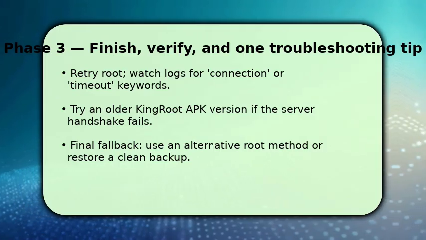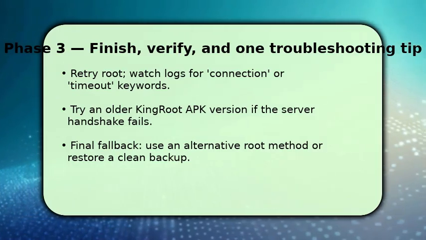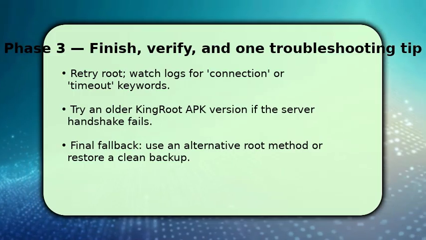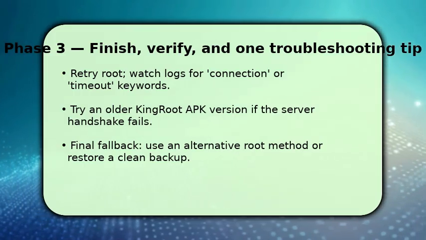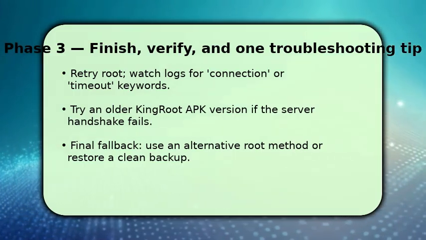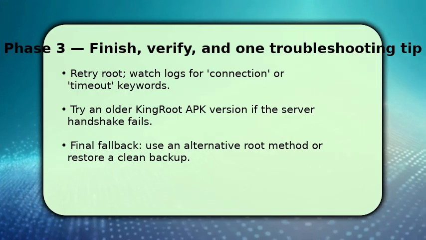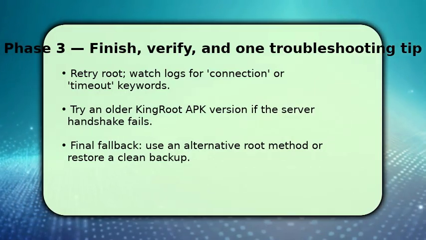If the current Kingroot build still fails, try a known stable older APK. Developers sometimes change endpoints. Make sure to reboot the phone between attempts. If nothing works, switch to an alternative rooting method or restore from a clean backup.